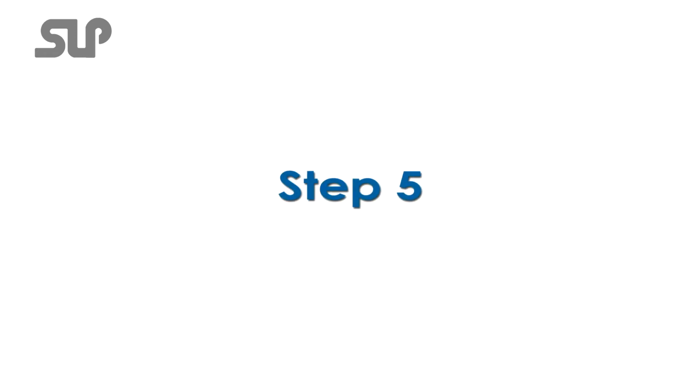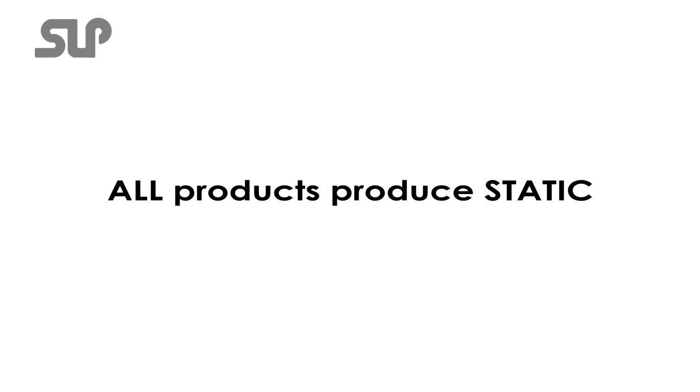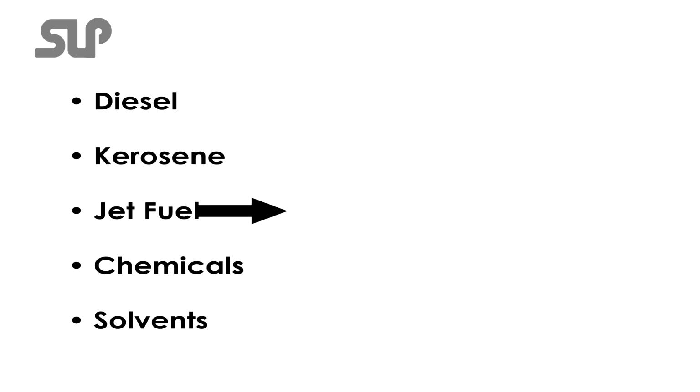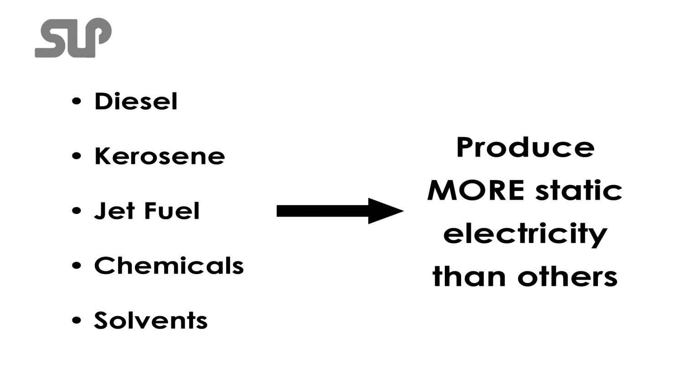Step 5. While all products produce static, some products are poor conductors of static electricity and produce more static electricity than others. Diesel, kerosene, jet fuel, many chemicals and solvents do not allow static to disperse quickly, so static electricity builds up in these products more than products like unleaded and premium unleaded petrols.